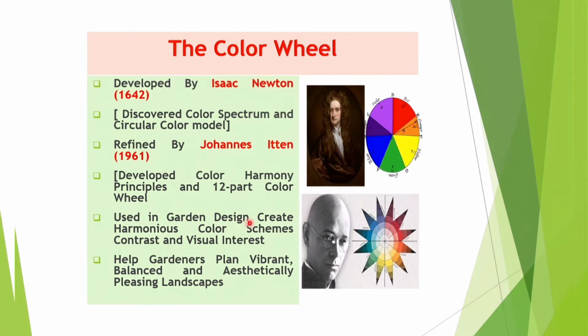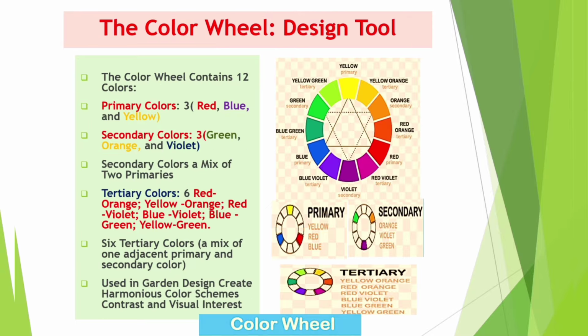Used in garden design, color wheels create harmonious color schemes, contrast and visual interest, and they help gardeners plan vibrant, balanced, and aesthetically pleasing landscapes. So, Isaac Newton and others developed this, which is the ultimate color wheel now being used for landscape designing. First of all, let's see the color wheel as a design tool.